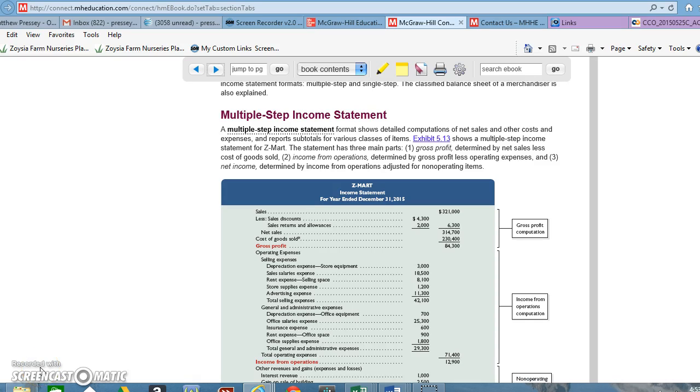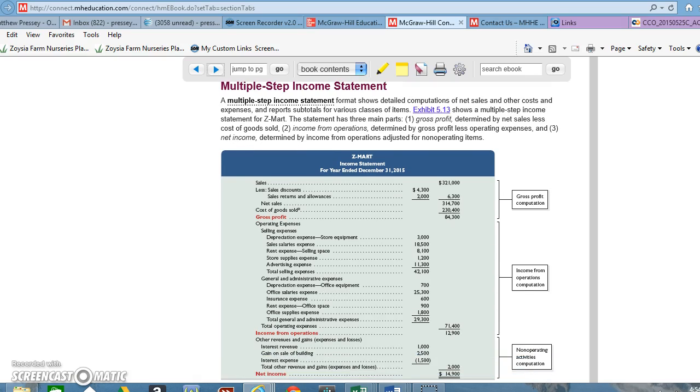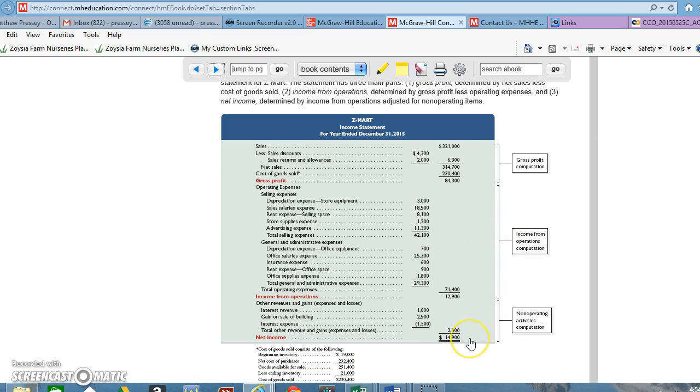Here on page 205, we get into the multi-step income statements. They differ from what you've seen so far because it's split between everything it takes from sales to get to gross profit, which, as I mentioned before, sales discounts, sales returns, and then the cost of goods sold get you to gross profit. And then from there, it's all your operating expenses, be it depreciation, rent, store supplies, insurance, that type of thing, to get you all the way down to net income here on the bottom line.